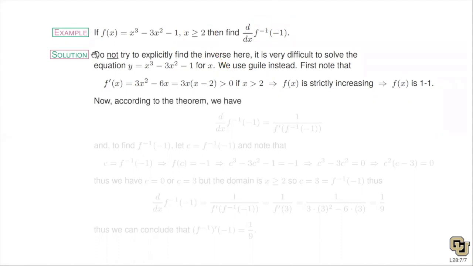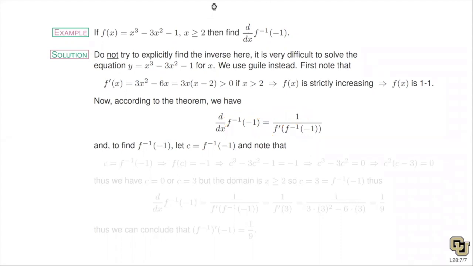So it does have an inverse, so it does make sense to ask about the derivative of the inverse at -1. So here's the formula from the theorem. I've got the reciprocal of the derivative evaluated at f inverse of -1, just evaluated at this number, f inverse of -1. So now let's find f inverse of -1. That's the only part we need to find.